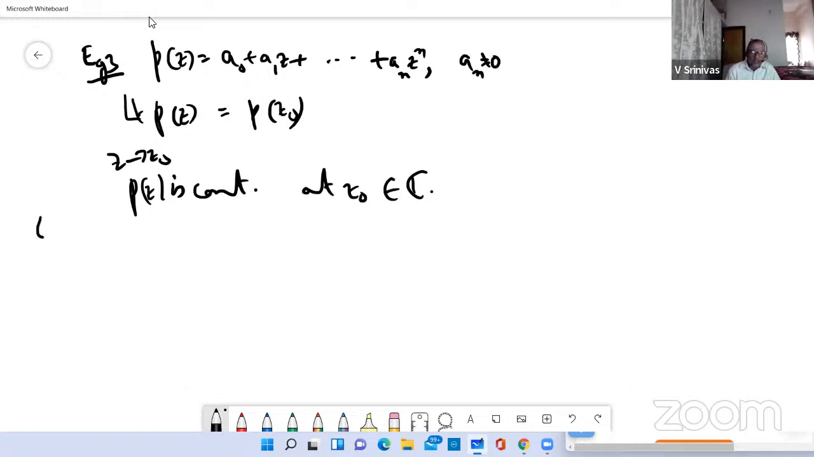And similarly, you can also show that the exponential function is continuous. E power z is e power x into e power iy, that is cos y plus i sin y.